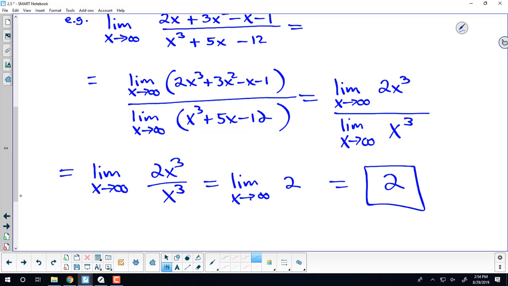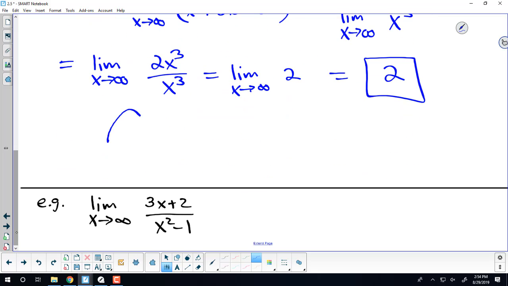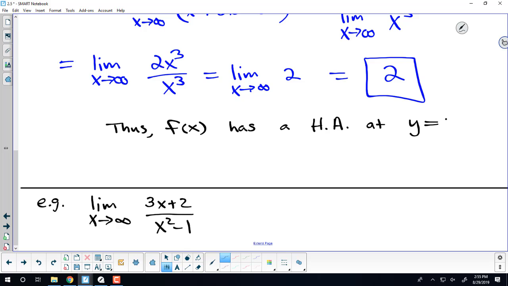Okay, good. The limit at infinity, as x goes on and on forever that way, what do my function values approach? They approach 2. Whatever the function's doing, we're just saying as we continue on, eventually the function values will approach 2. So we have a horizontal asymptote. Thus, f of x, I think we called that, has a horizontal asymptote at a y value of 2.